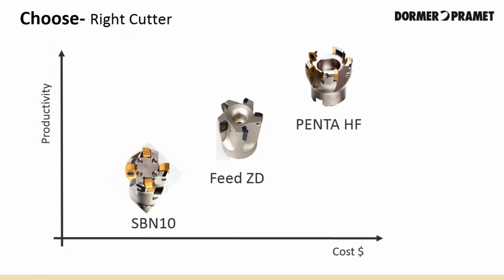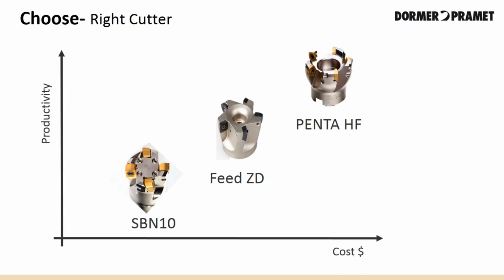Dormer Pramet has a great selection of high feed cutters, suited for die and mold as well as for deep pocket milling. Cutters made for today's technology, incorporating needs such as longer reach, lower cutting forces, smooth cutting for required surface finish, and designed to prevent work hardening. With so many choices, sometimes it's hard to choose the correct cutter.